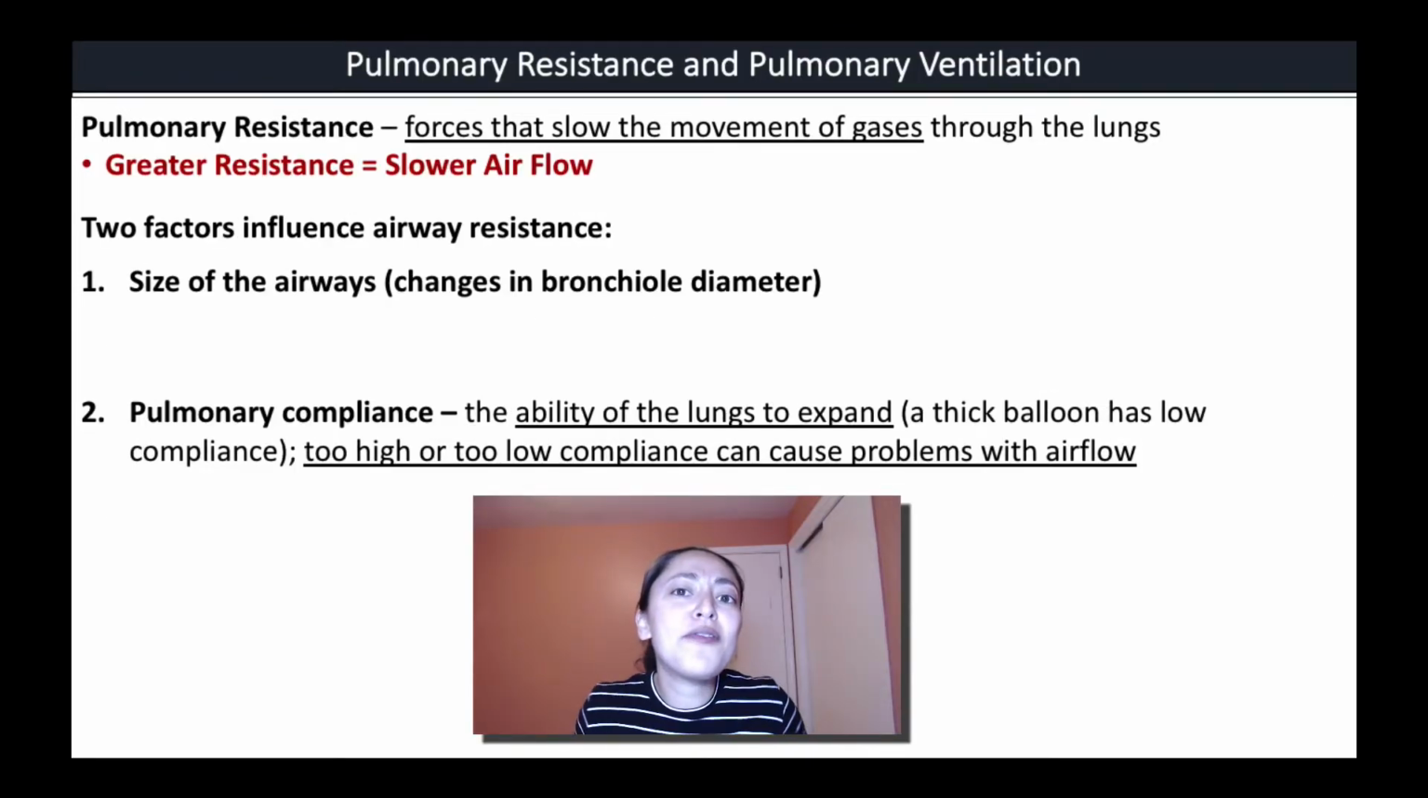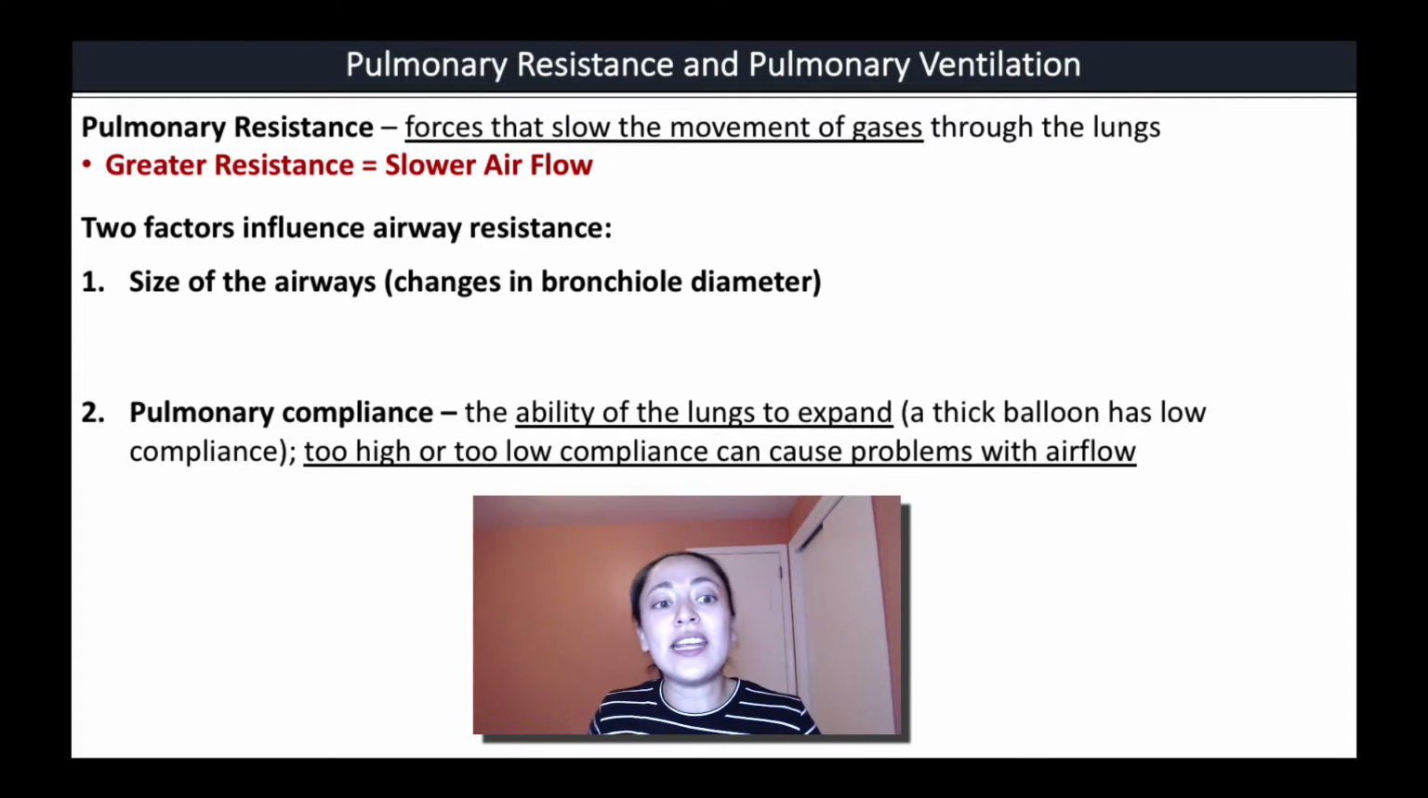Now let's talk about factors that may make it harder for somebody to breathe. Forces that slow the movement of gases through the lungs create pulmonary resistance. And the greater the resistance, the slower the airflow. This is similar to when we talked about resistance in blood vessels. When there's a lot of resistance in your blood vessels, it prevents blood flow. When there's a lot of resistance in your lungs, it prevents airflow.